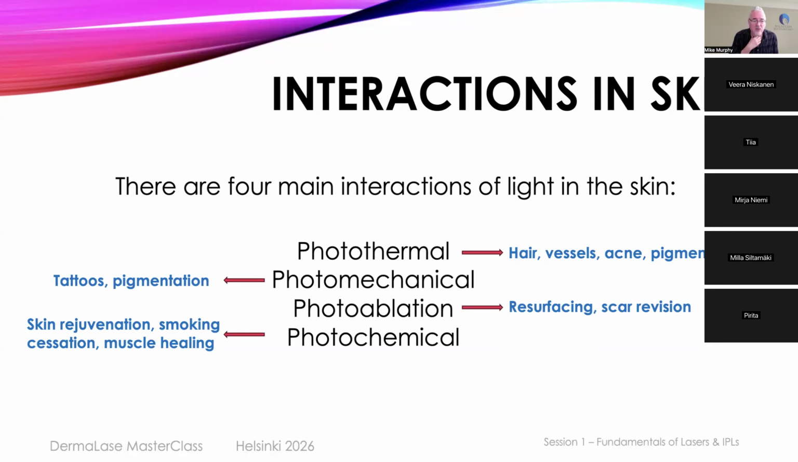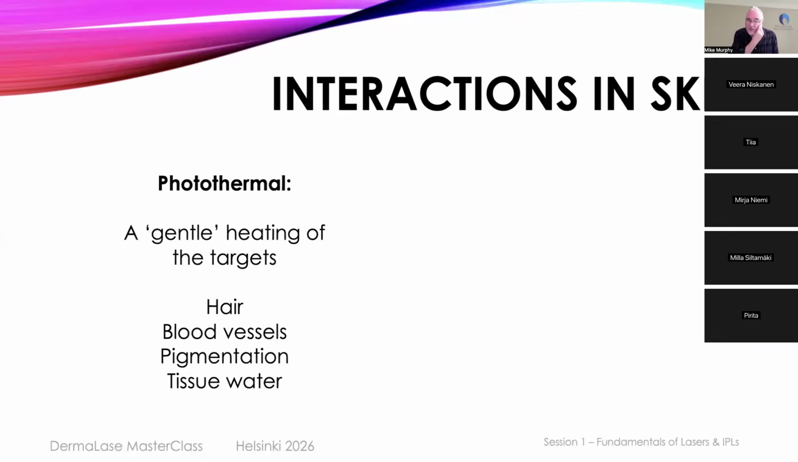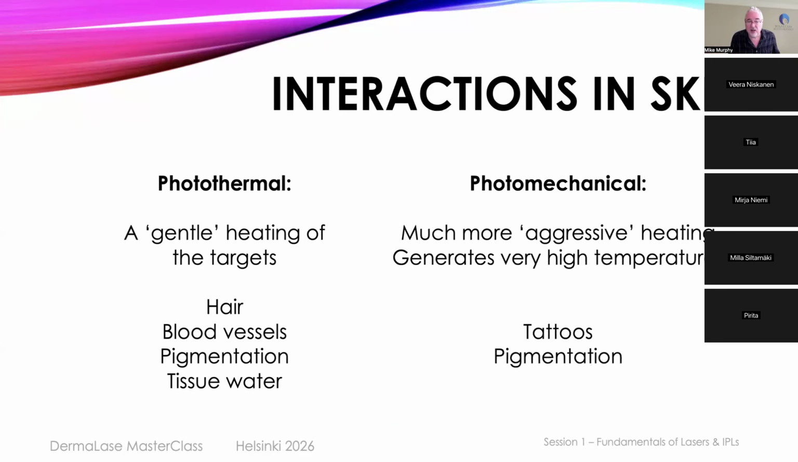The sorts of treatments that we do in the main tend to be the top three. Photochemical, I mean, some people do that. I've never really been involved in photochemical. It's just a bit too subtle for me, I'm afraid. So with photothermal treatment, it's a gentle heating in a sense. So we use quite long pulses, typically milliseconds, which to me is a long pulse compared to nanoseconds or picoseconds, right? And so we can treat hair, vessels, pigmentation, tissue water, etc.